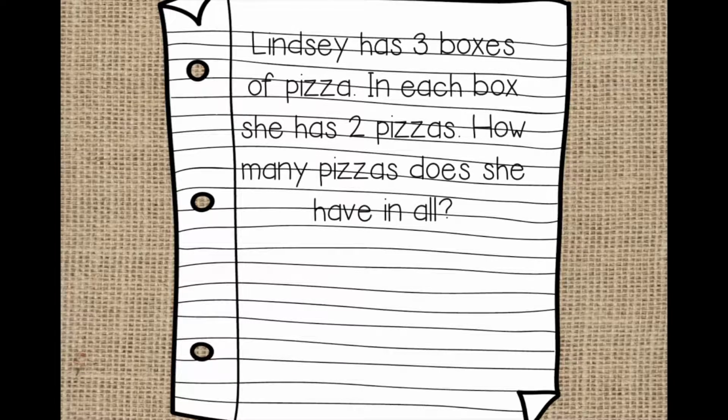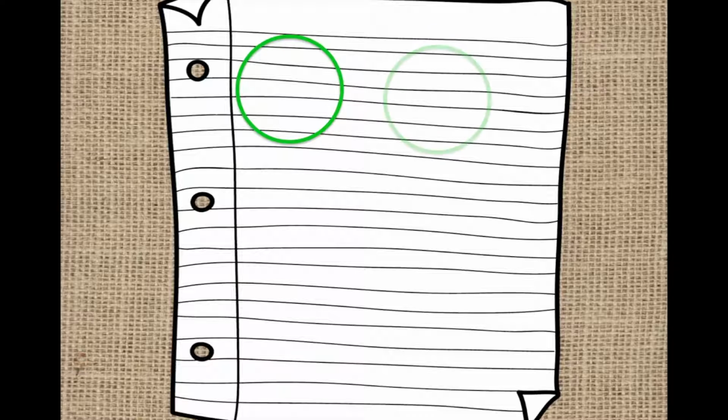Let's try it in a word problem. Lindsay has 3 boxes of pizza. In each box, she has 2 pizzas. How many pizzas does she have in all? Okay, we know we're doing multiplication because we're having grouping. We have 3 boxes, which is our groups, and we have 2 pizzas in each box. So those are going to be the size of our groups. Alright, so I'm going to draw 3 groups. Those are our 3 boxes. And we have 2 pizzas in each.